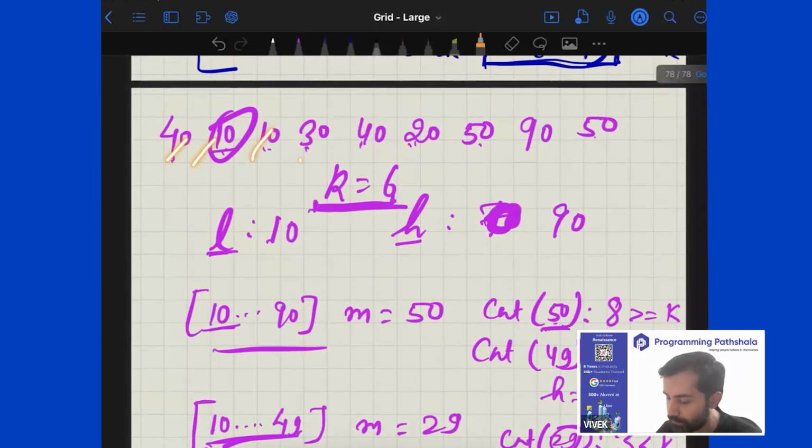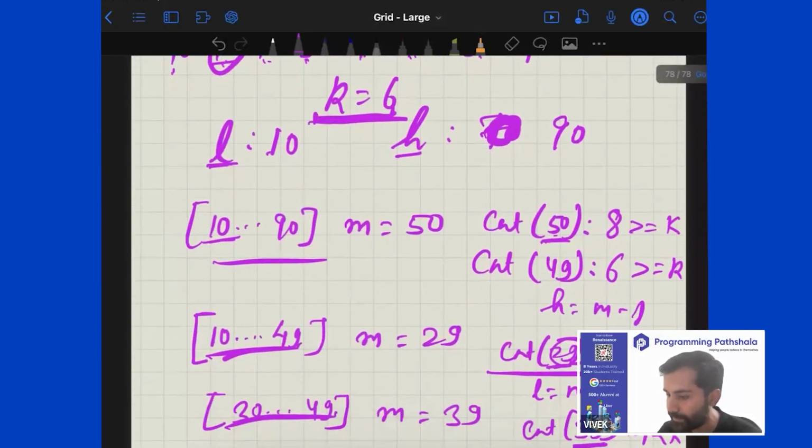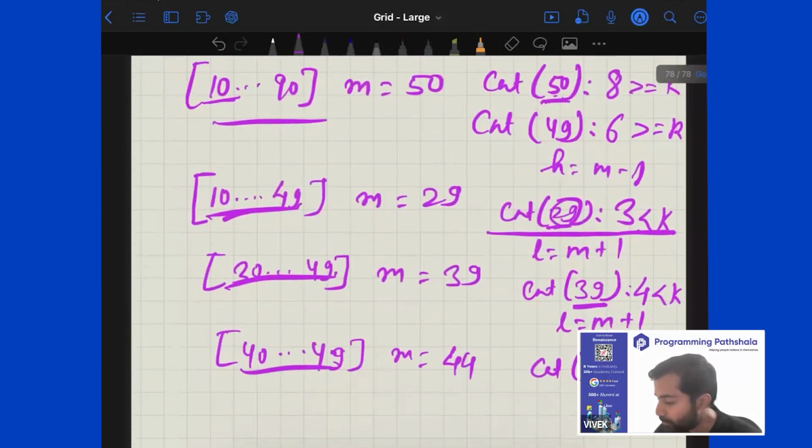1, 2, 3, 4, 5, 6. Yeah, 6. So there are 6 elements which are smaller than or equal to 44. Now, what is this value 6? It is greater than or equal to k. If it is greater than or equal to k, this might be our answer. But how to check if this is our answer?